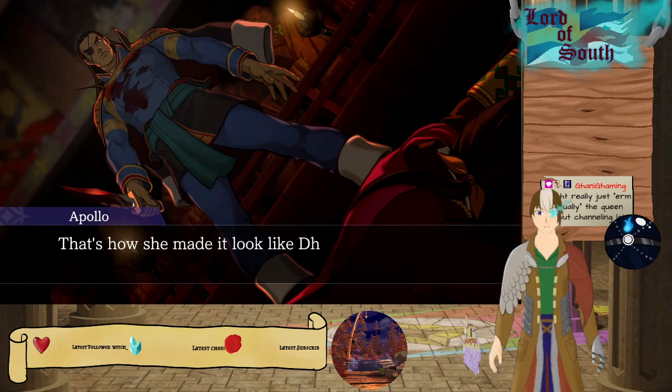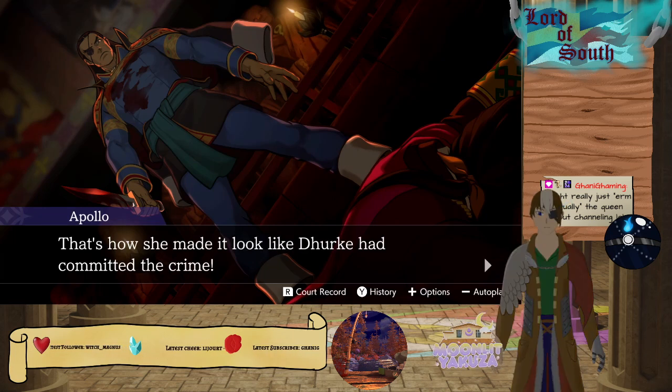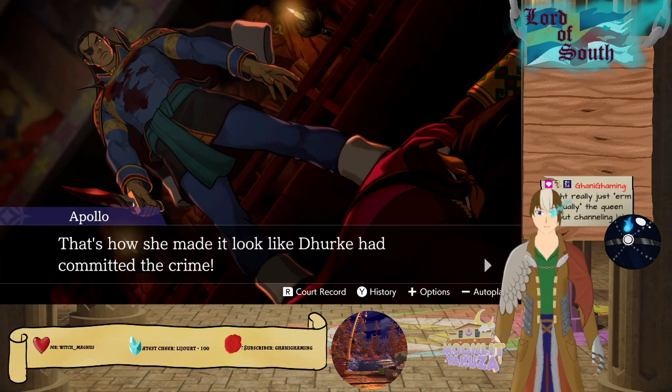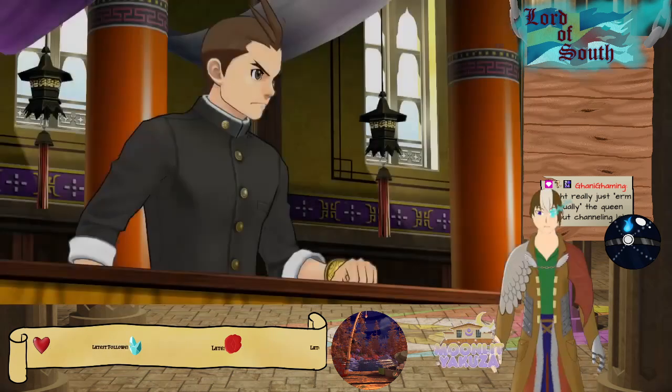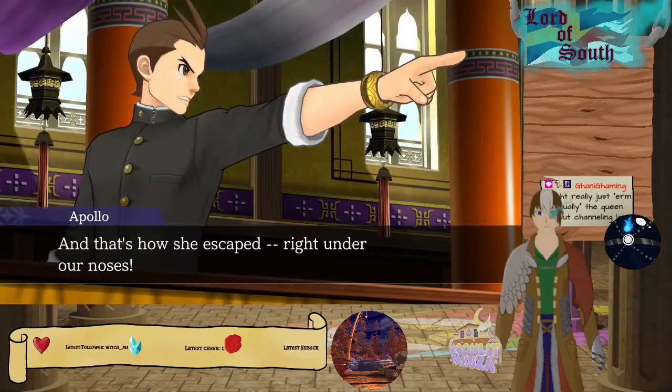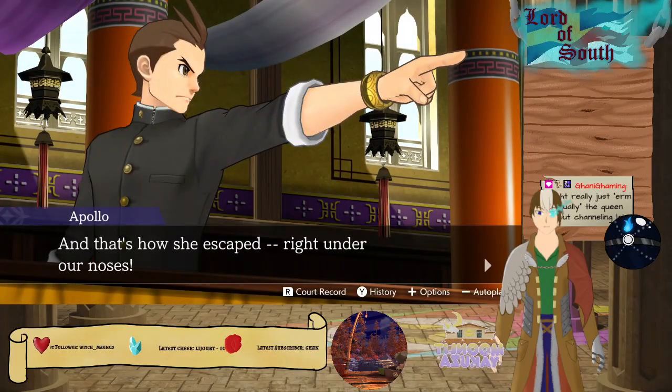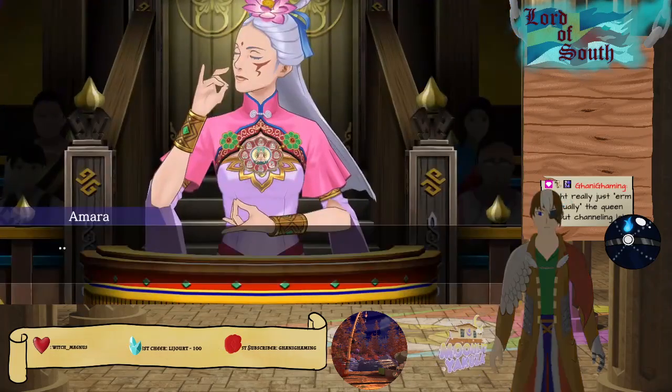And that's why you don't remember killing Inga, because he basically went in there and was like, whoa, I am here now, what the hell? Right, really? He was basically like, the hell just happened? And that's how she escaped, right under our noses.